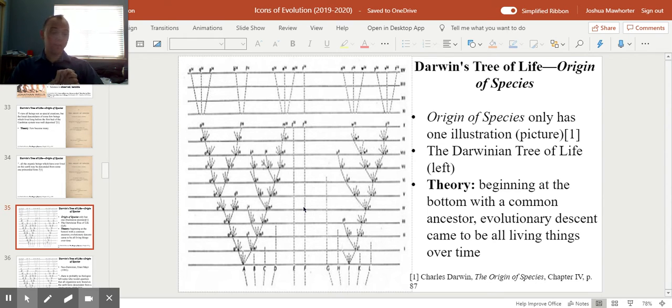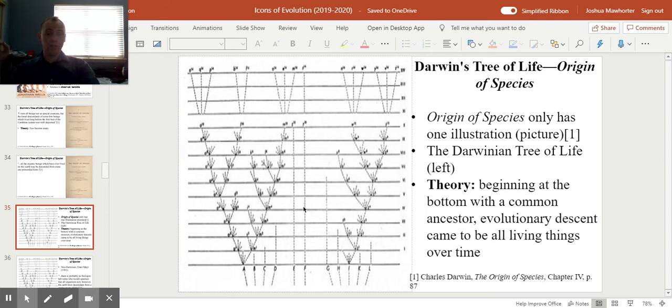Okay, so Origin of Species, this is the only illustration or the only picture in Origin of Species, and it's the Darwinian tree of life. So the theory is that beginning at the bottom, common ancestor or ancestors, a few of them, through evolutionary descent, came to be all living things that currently exist and that have existed in the past at any time. This was Darwin's theory.